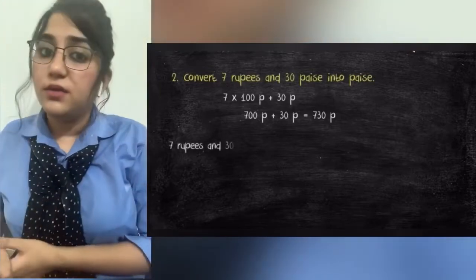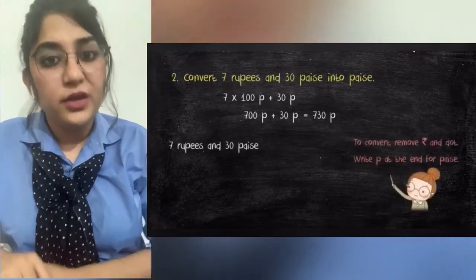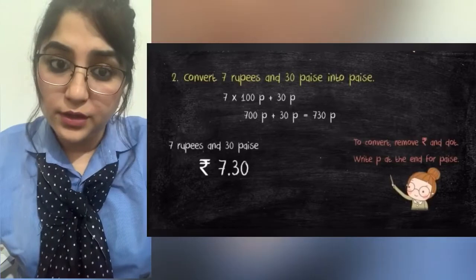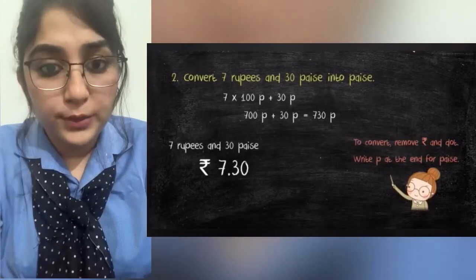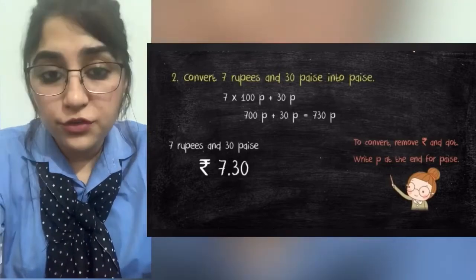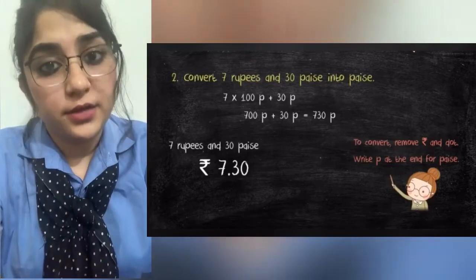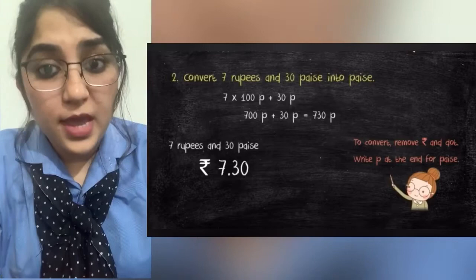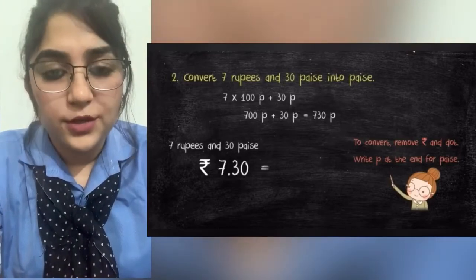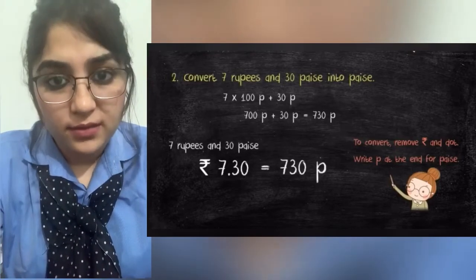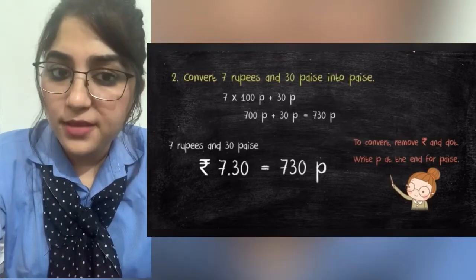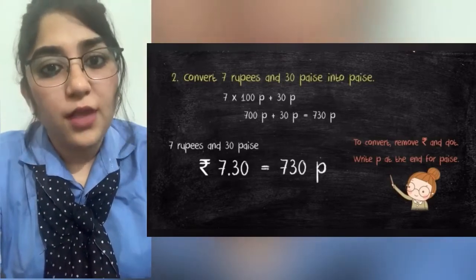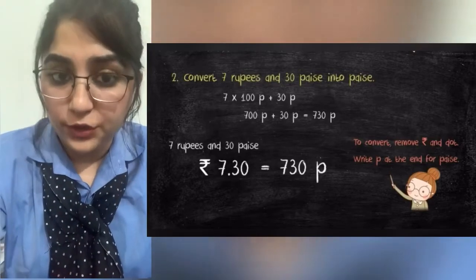Now students, there is another way to convert. It is written in figures as rupees 7.30. To convert, just remove rupees and dot, add P at the end for paise. So rupees 7.30 equals 730 paise. So this is how we convert rupees into paise.